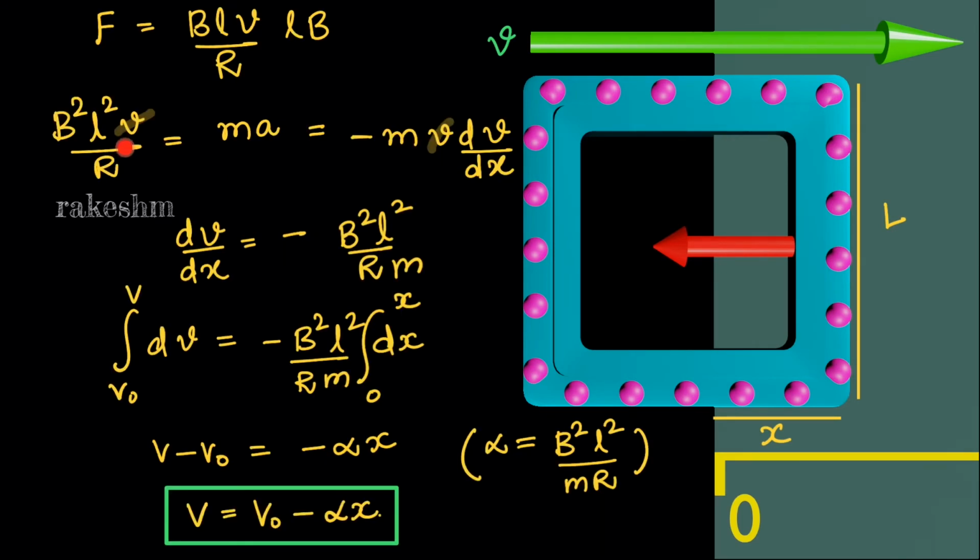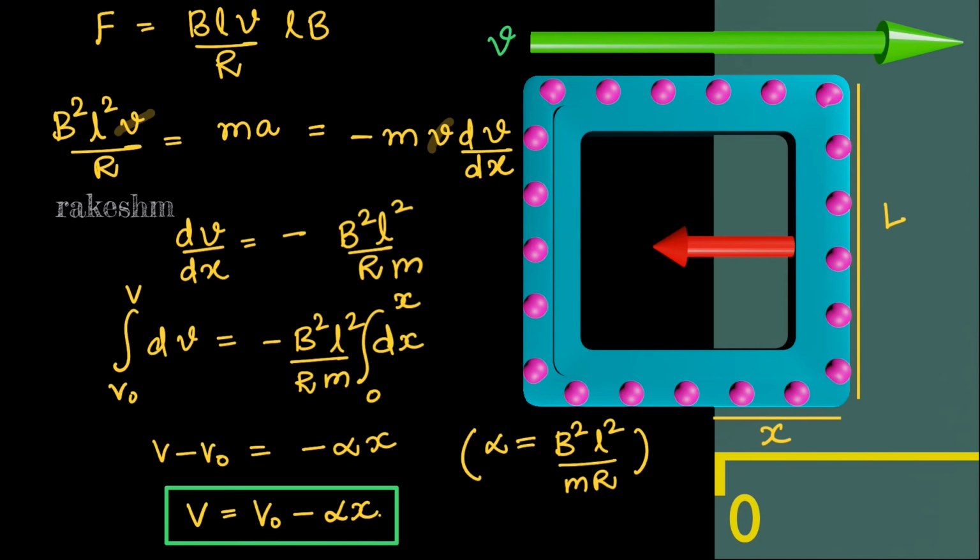Next, we can cancel out this v and v on LHS and RHS. We get dv by dx equals minus B square L square by R into m. Now dv by dx equals some constant. We can say that the slope of the vx curve is a constant. If we integrate it further, I'm taking dx this side. So dv equals minus B square L square by Rm into dx.